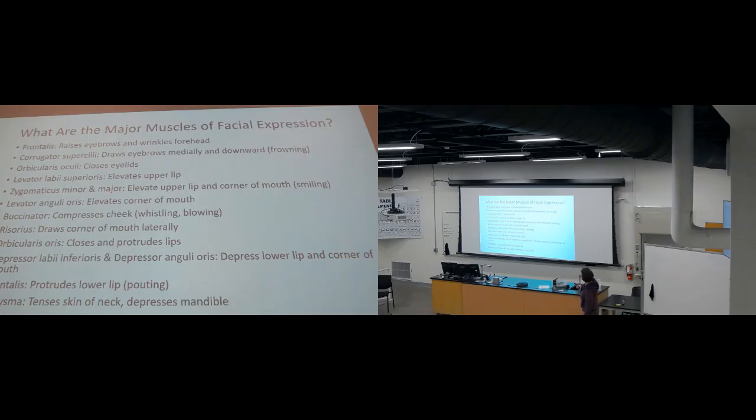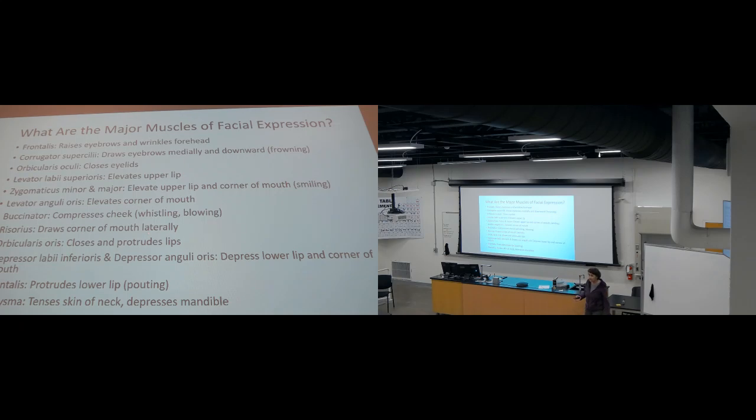And then levator anguli oris elevates the corner of your mouth. So these two, zygomaticus plus this levator anguli oris, are synergistic for a sincere smile. And then buccinator compresses the cheek when whistling or blowing. So that's a buccinator. And then orbicularis oris, together with the buccinator, helps you do this. So orbicularis oris closes and protrudes your lips.